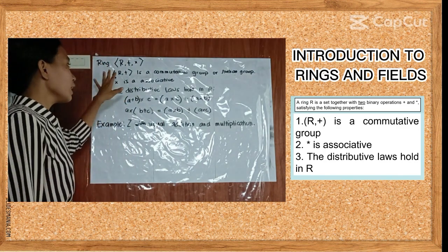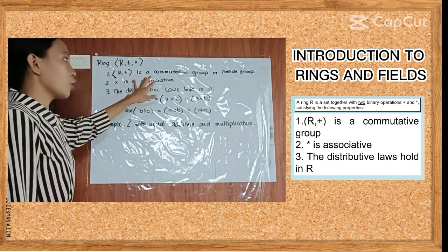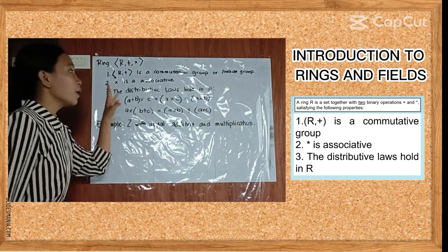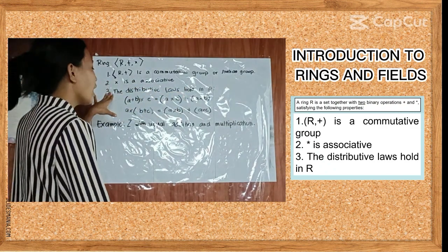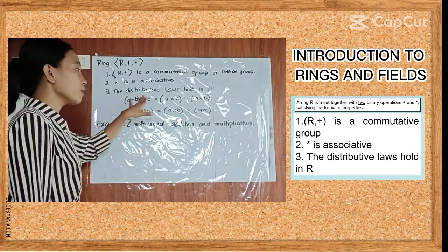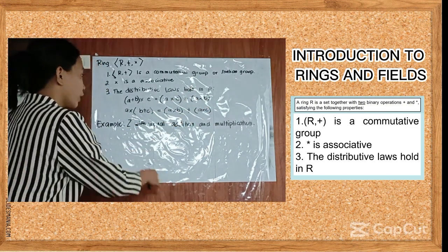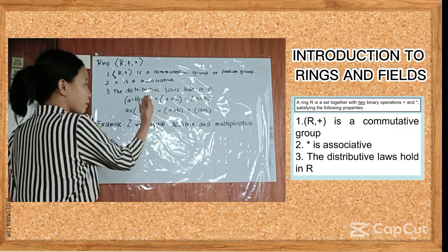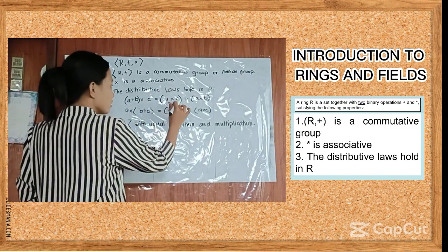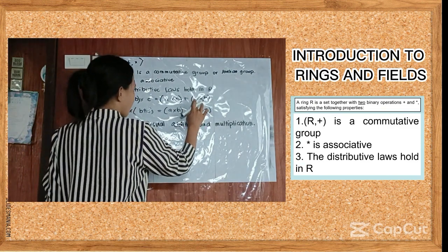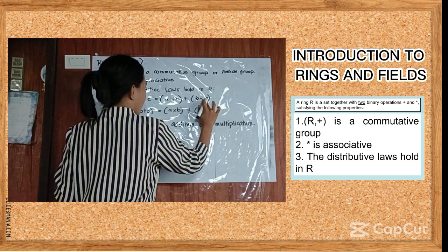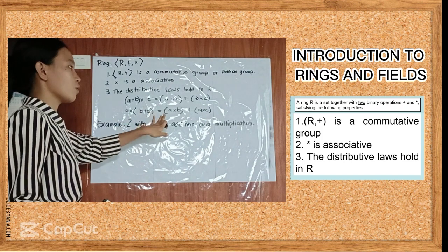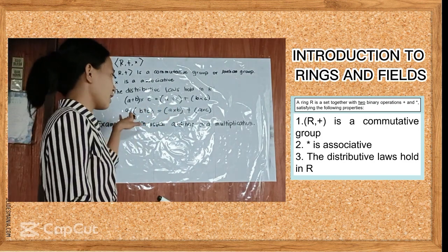First, R under addition is a commutative group or abelian group. That is the first one. Second is that multiplication is associative. And the last one is the distributive laws hold in R, wherein (A plus B) times C is equal to A times C plus B times C. And A times (B plus C) is equal to A times B plus A times C.